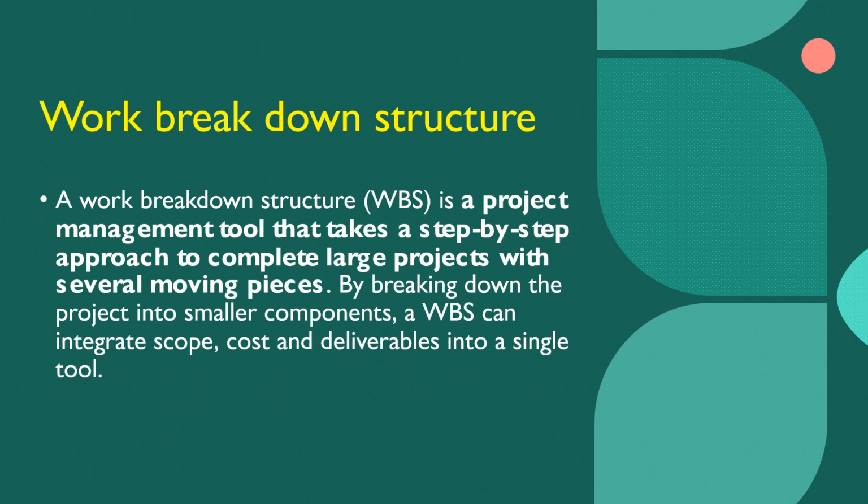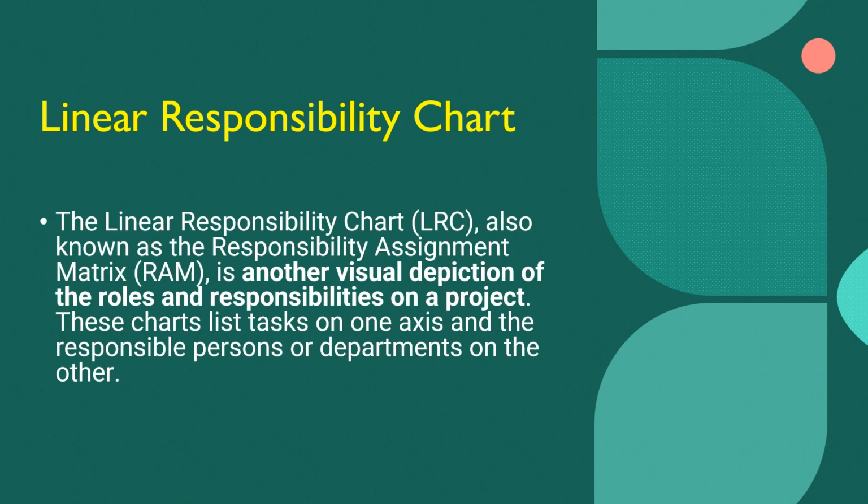Basically, work breakdown structure is a project management tool that takes a step-by-step approach to complete a large project with several moving pieces. By breaking down the project into smaller components, a WBS can integrate scope, cost, and deliverables into a single tool. A linear responsibility chart is a visual depiction of roles and responsibilities on a project. These charts list tasks on one axis and the responsible persons or departments on the other.